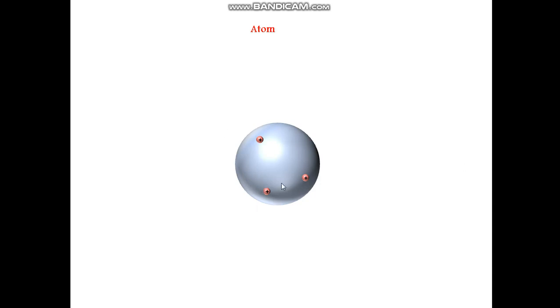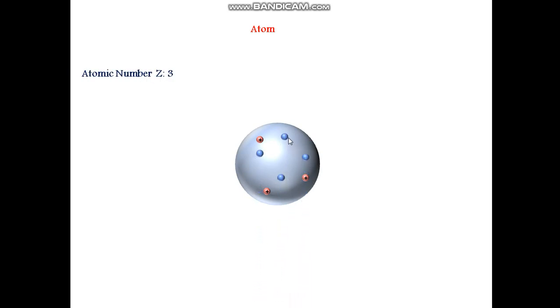The number of protons in the nucleus is called atomic number. It is represented by the symbol Z. So in this case, the atomic number is 3 because we have 3 protons. Atomic number Z is 3.